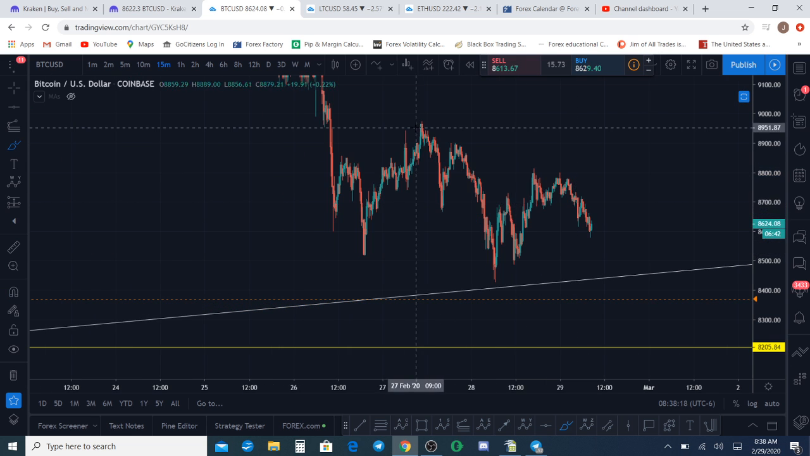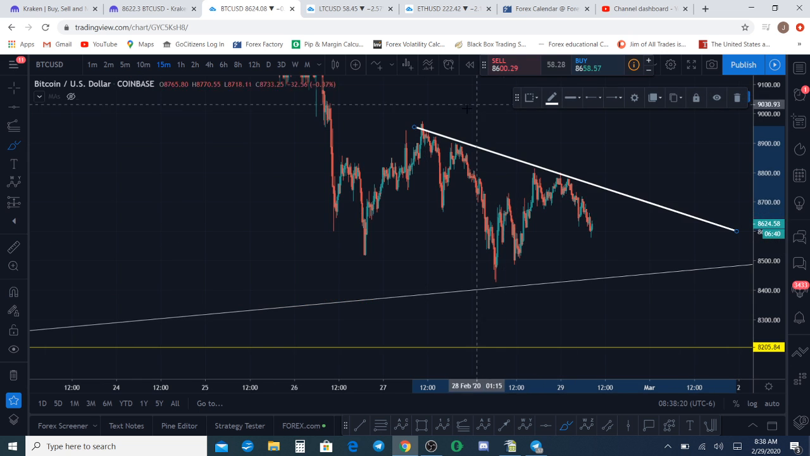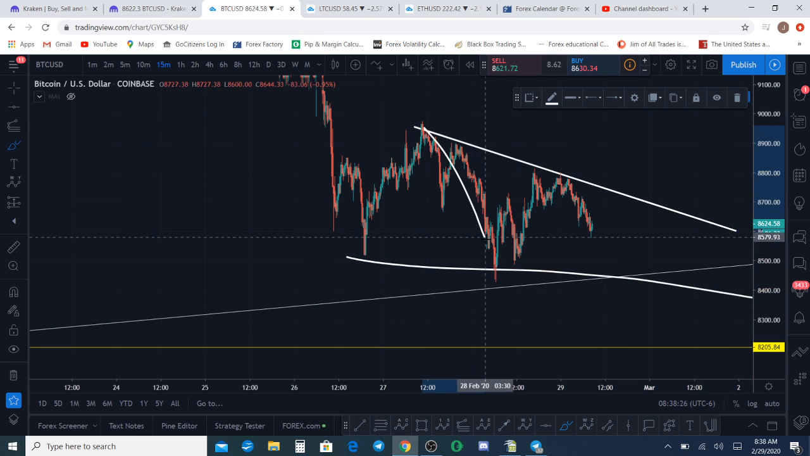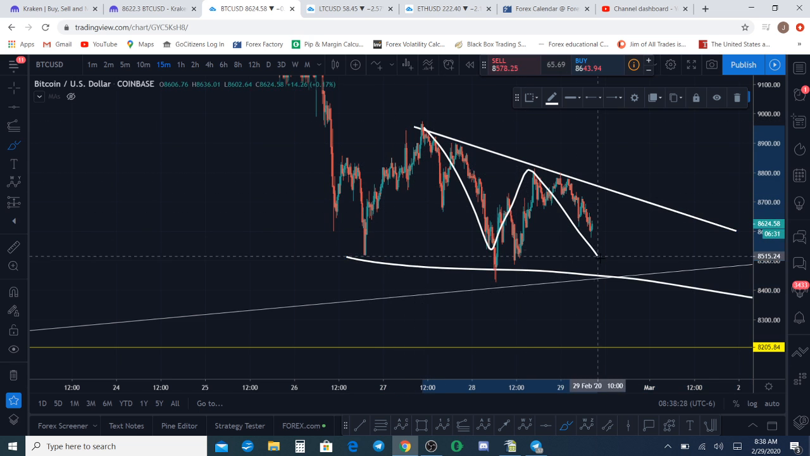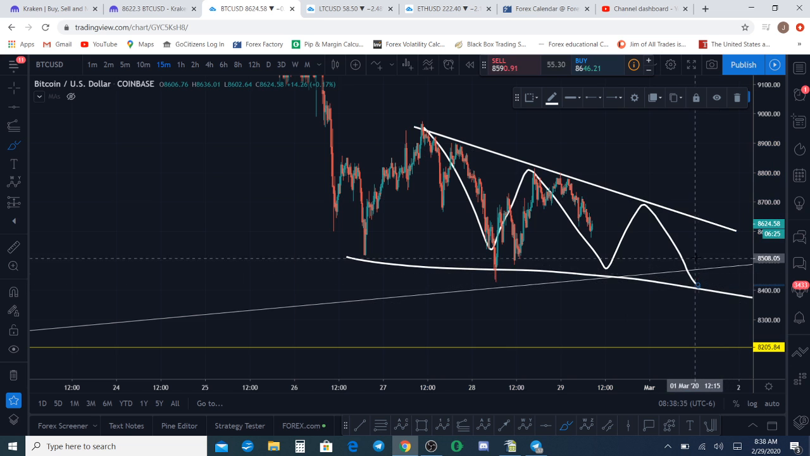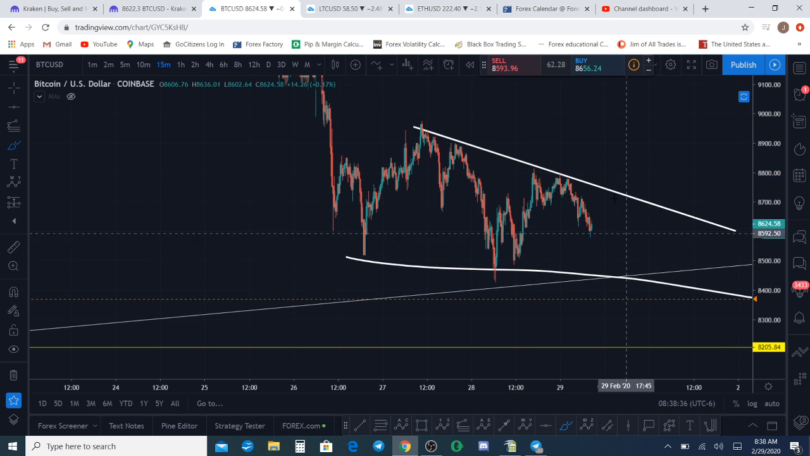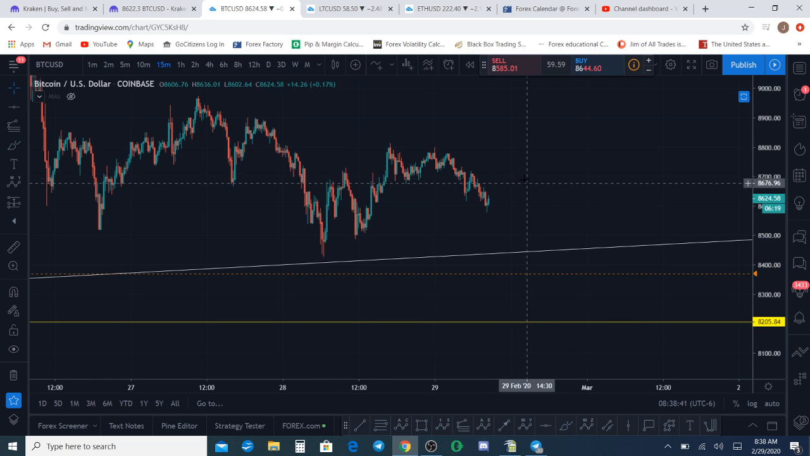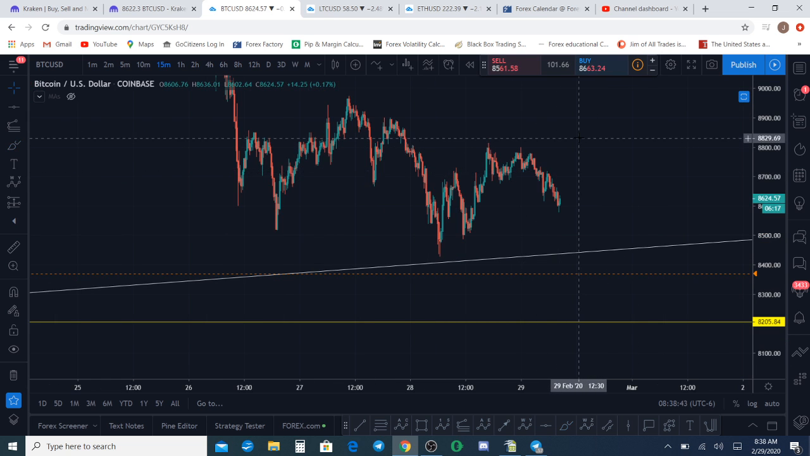I was entertaining the thought yesterday that this could be a diagonal right here. 2, 3, 4, 5, like that. That'd be the ending diagonal of the third wave. Maybe. So that's a possibility as well. Not much to say though, guys. Not much to say. Just have to watch it.